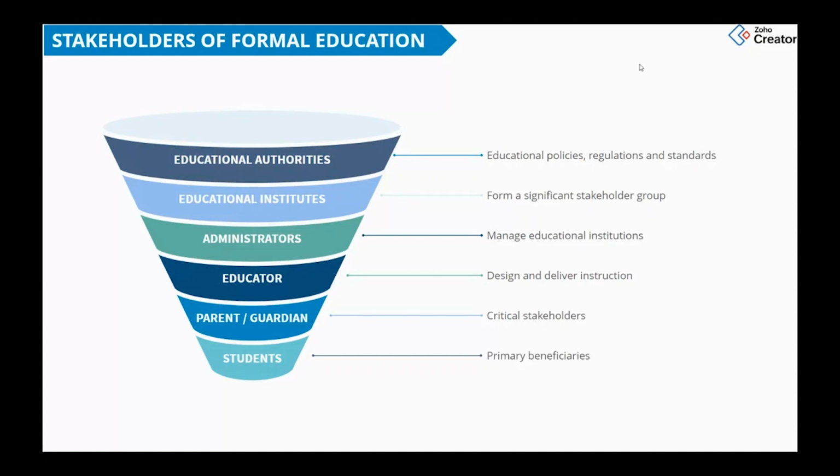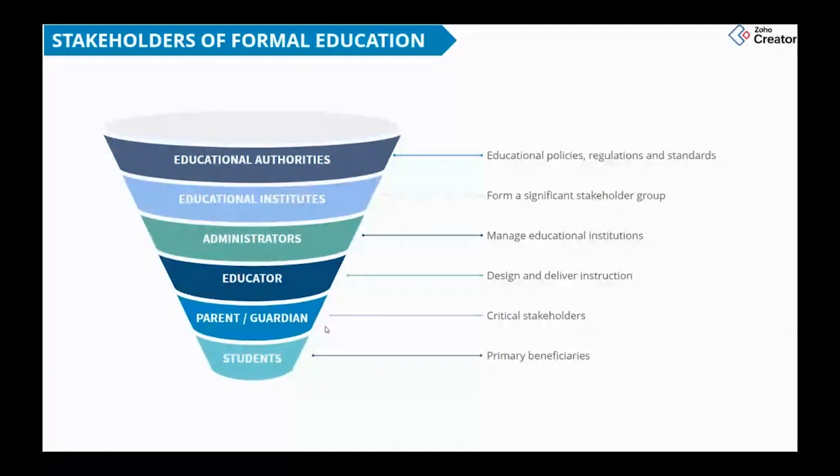And at last are the students. Students are going to be the primary beneficiaries of this formal education. All the top authorities work for the students' benefit, right? So here students are called the primary stakeholders or primary beneficiaries of this formal education.